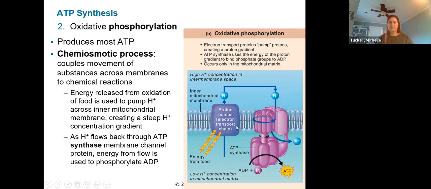ATP. The substrate level phosphorylation involves breaking apart substrates. Oxidative phosphorylation is the capturing of the energy in electrons.